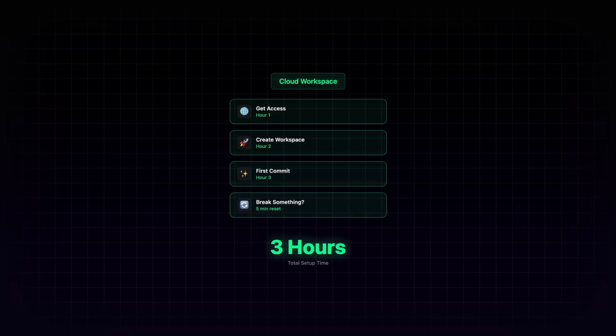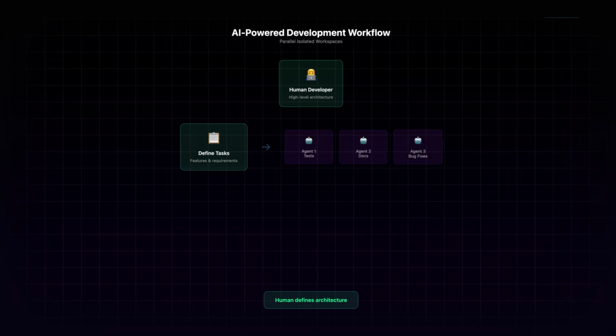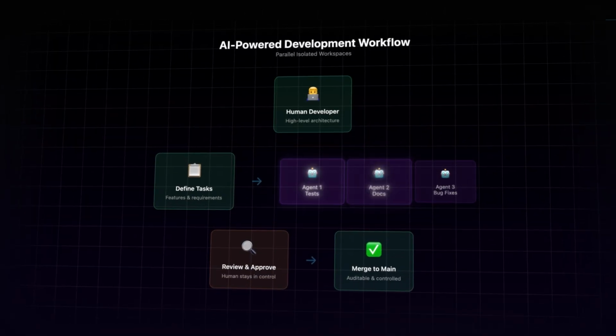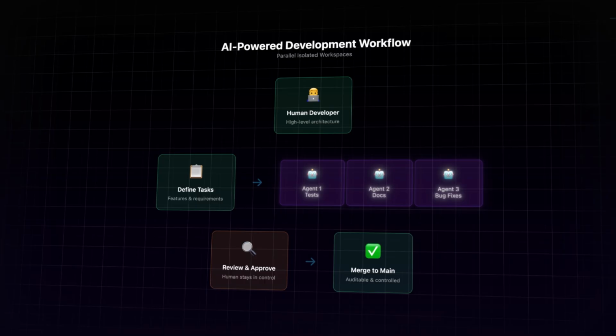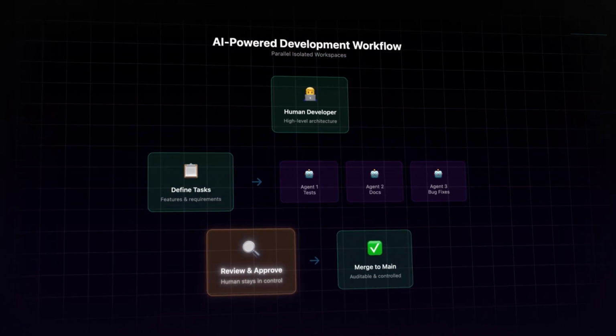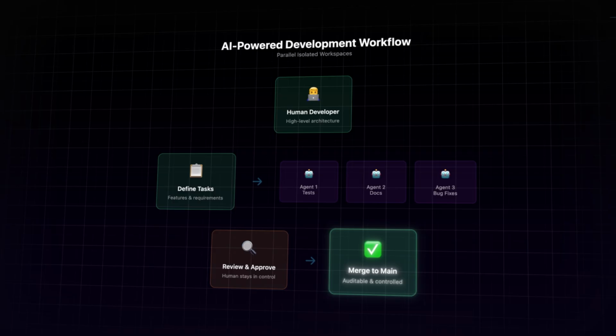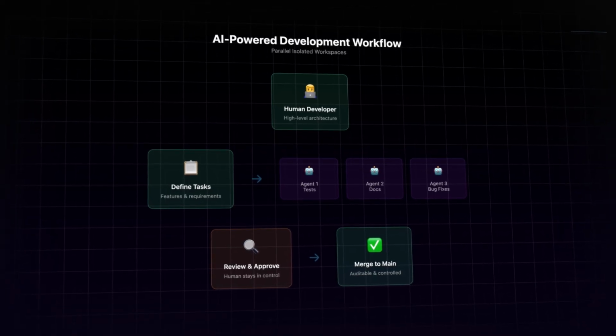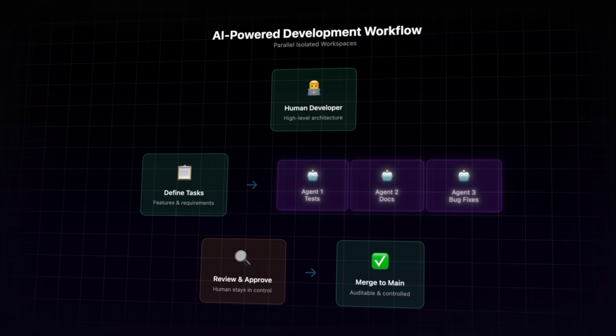And for teams using AI agents, this is where it gets really interesting. Imagine your workflow looks like this. You write the high-level architecture and features. AI agents handle the grunt work, tests, documentation, simple bug fixes, and everything happens in parallel, in isolated workspaces. You review the output, approve it, merge it. All of it auditable and controlled. The human stays in control of the important decisions, but the tedious work, the AI handles it safely in its own isolated environment.